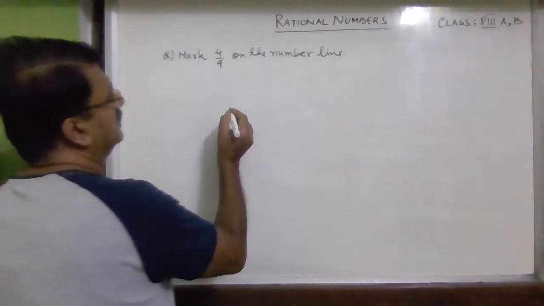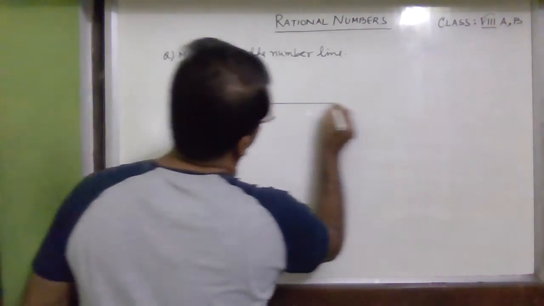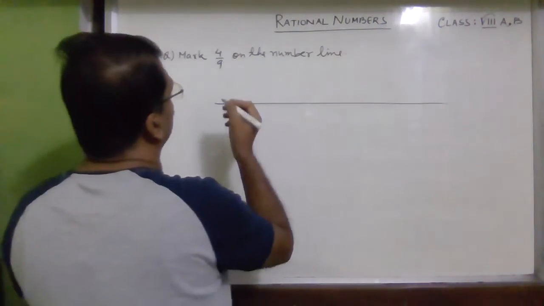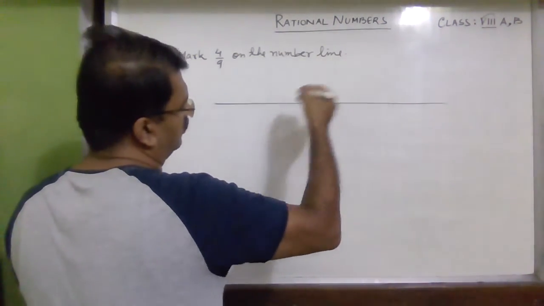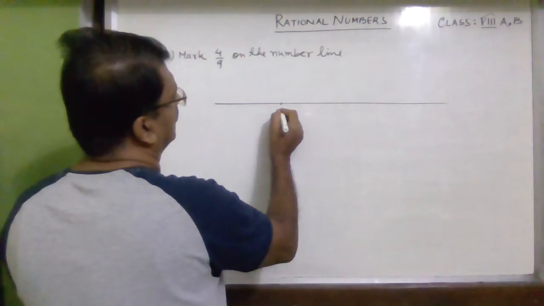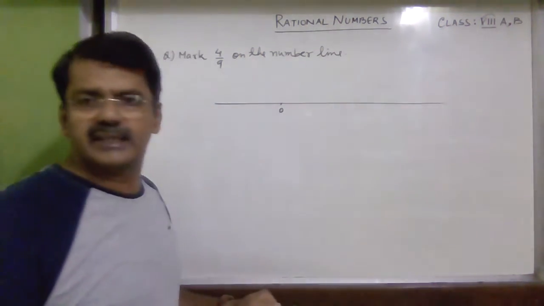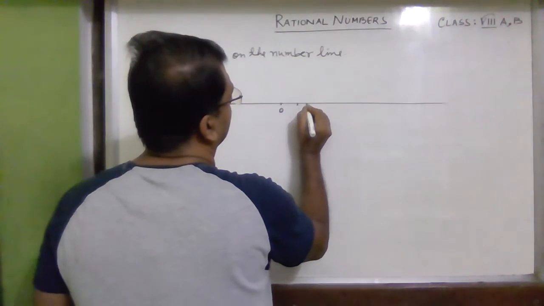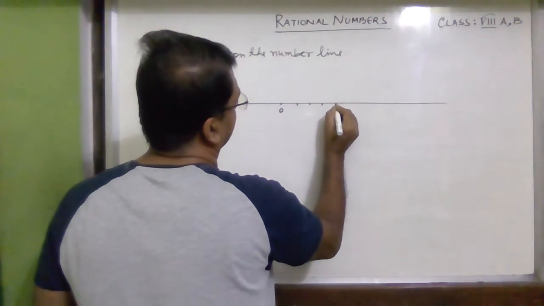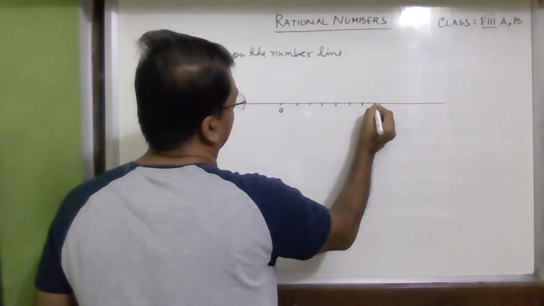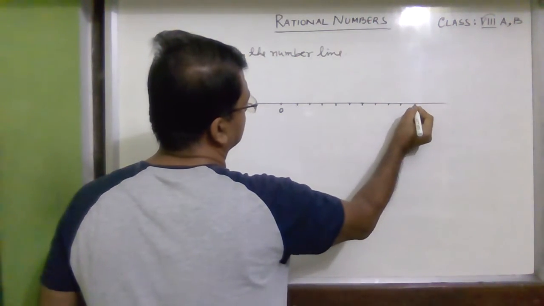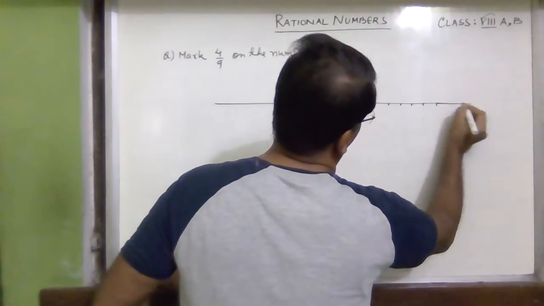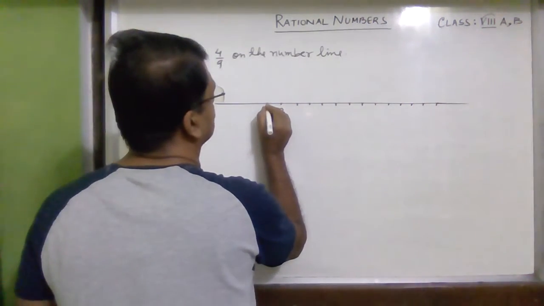So first of all, you draw a straight line. Now as I told you, the number is positive, so we need more space on the positive side. So mark 0 here, and then using the ruler make markings at equal distances. Use the ruler for that on the other side also.